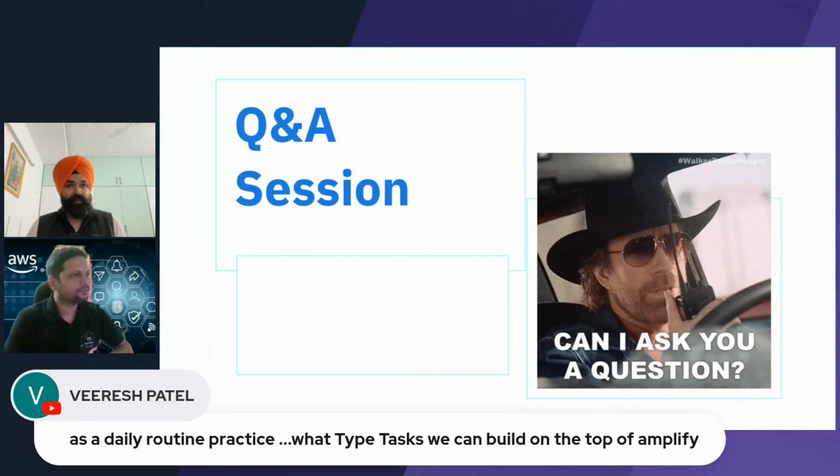As a daily routine practice, what type of task can we build on top of AWS Amplify? Yeah, you can create a static website, like a web page for your event. If you have a use case for a school where a database is connected and you need to store some data of students, you can create that. Any kind of CRUD application, you can host it there. Or if you have front end technologies like Next.js or React, you can implement that and host your applications with any kind of services that you want to implement.